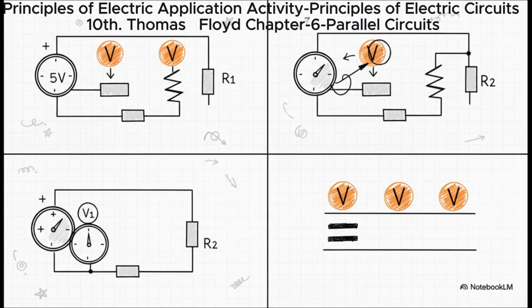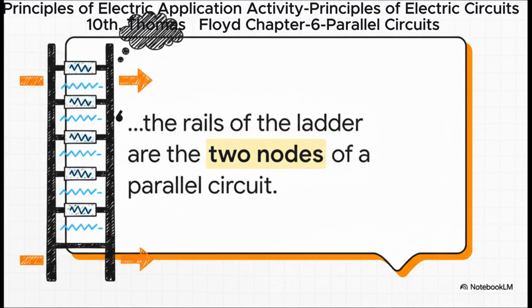Question 3, looking at that figure. What does V1 read and V2? V1 is across the source, so that's easy, 50 volts. V2 is across a parallel resistor, so it also must be 50 volts. And finally, the big one, how are voltages across each branch related? They're all equal.